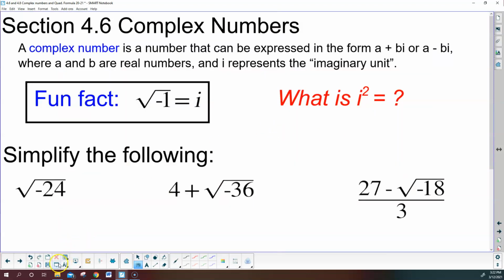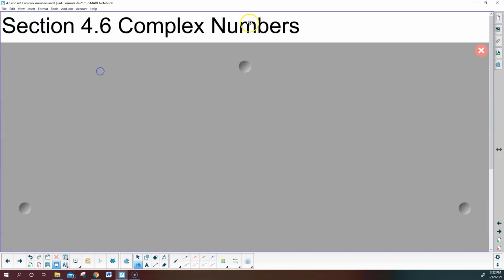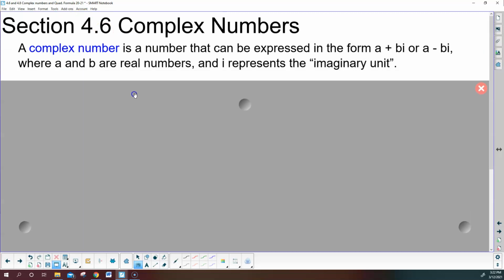All right, so what are we doing? Well, we're going to look at two sections today. We're going to look at section 4.6, which deals with complex numbers, and then we're going to get into 4.8, which is something you're probably familiar with. But what is a complex number? Well, a complex number is any number that can be written in the expression of a plus bi, where a and b are real numbers and i represents the imaginary unit. And we're going to talk about that in just a second.